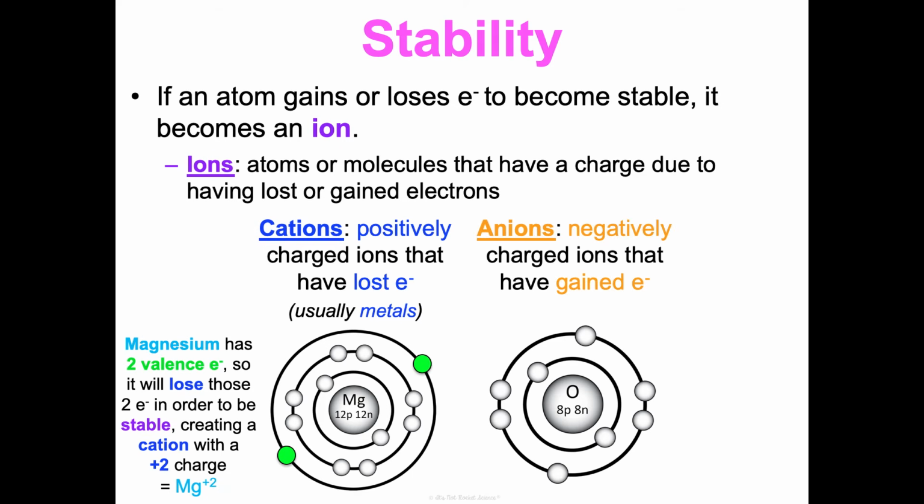Okay, on the other side, we have anions. Anions are negatively charged ions that have gained electrons. These are usually nonmetals, okay, because they're making up the right side of the periodic table.